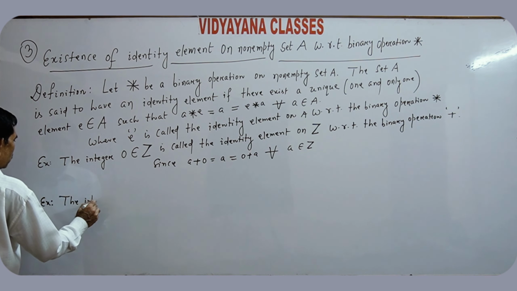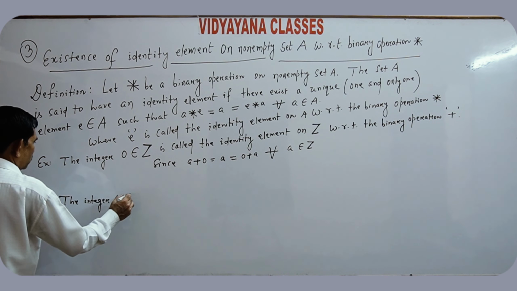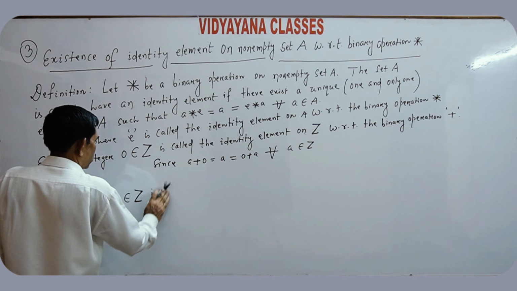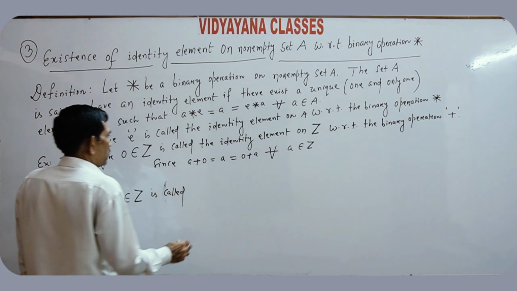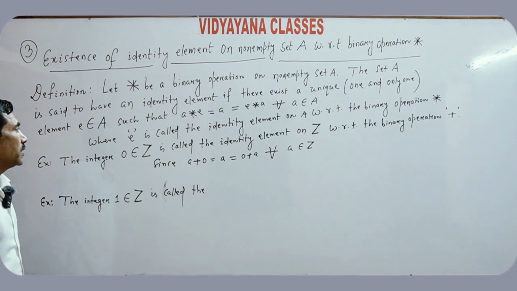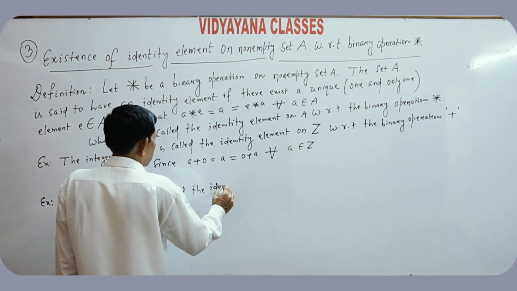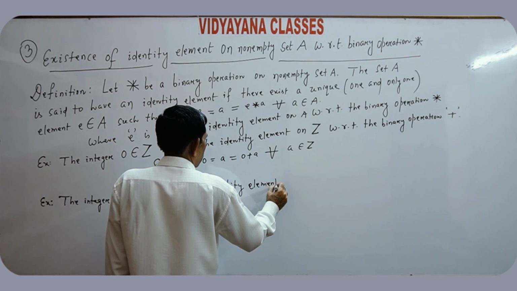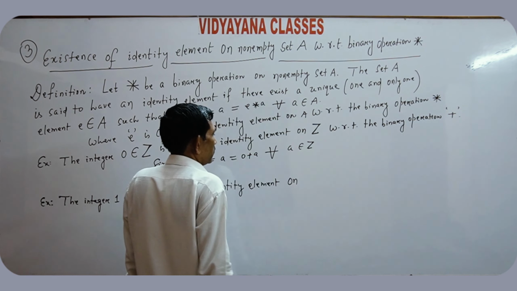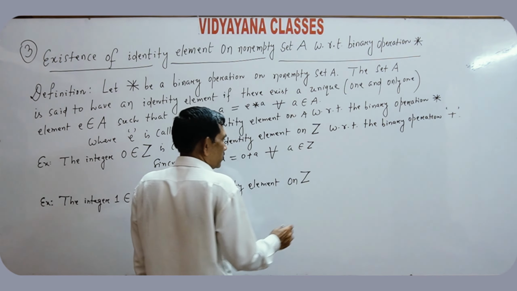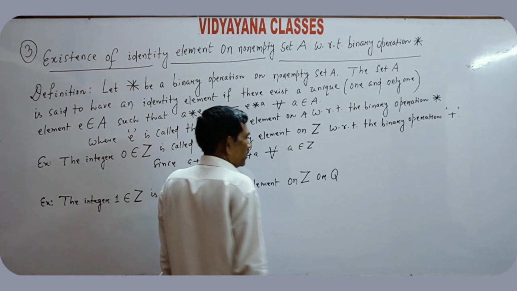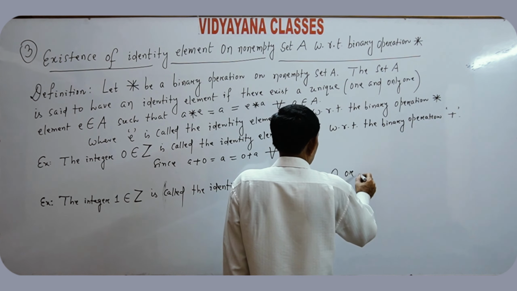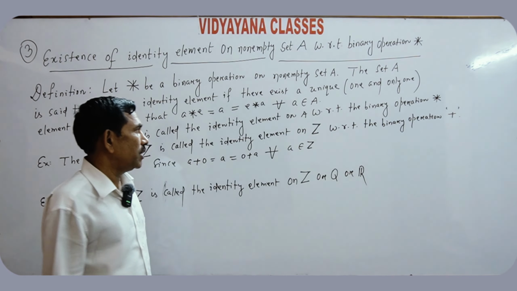The integer 1 belonging to the set of integers is called the identity element on Z, that means the set of integers, or Q, that means the set of rational numbers, or R, the set of real numbers.